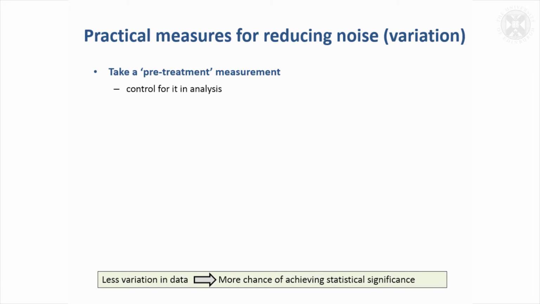So I said statistical significance is affected by how much variation there is in the data. In some studies there are ways to try and reduce the amount of noise in the data. Sometimes if you're applying an intervention, it might be a treatment for a disease, and taking measurements to see what happens, it's often a good idea to take a measurement before treatment and then control for that in the analysis, and that can reduce the amount of variability in the data.